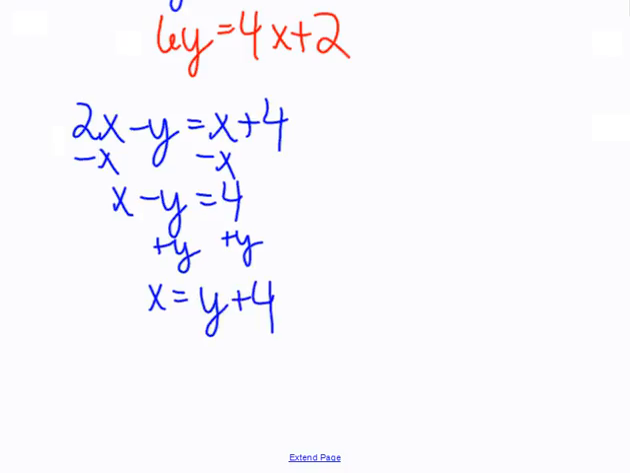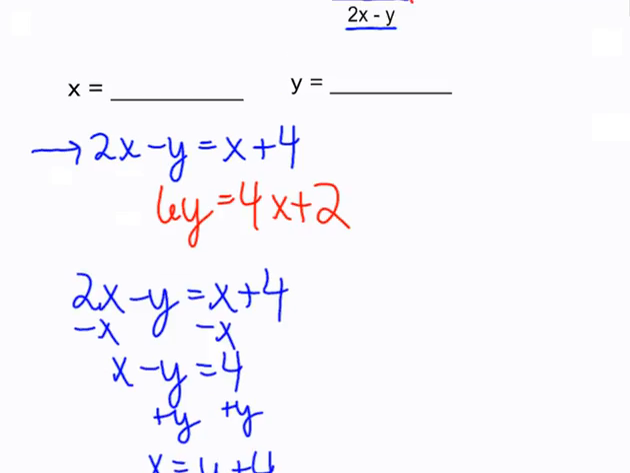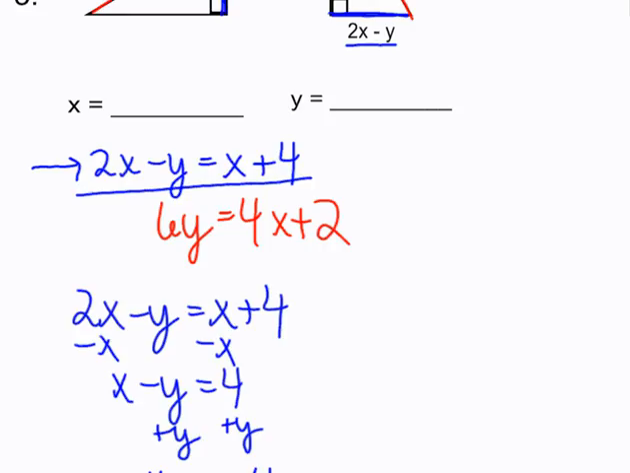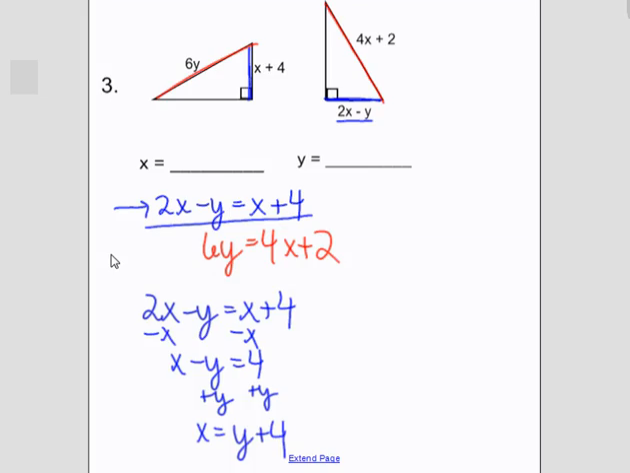Okay. So these two equations, this one and the one I just figured out, are exactly the same. All I did was rearrange them algebraically. So what I'm going to do now is figure out what y is by substituting y plus 4 in for x in my other equation.